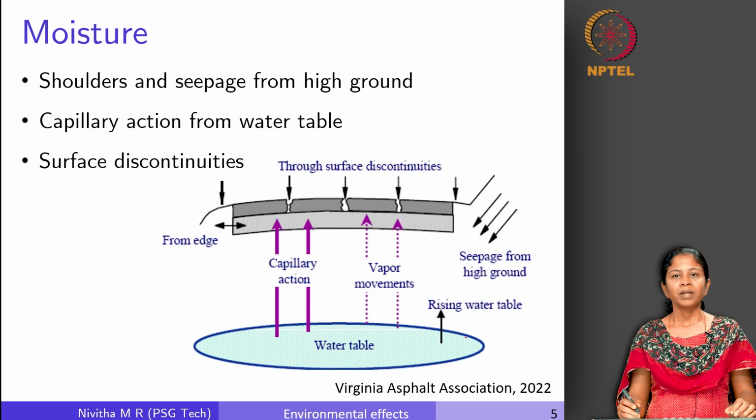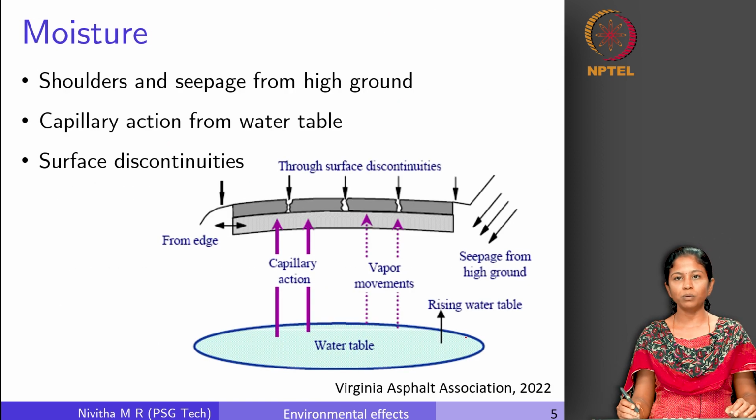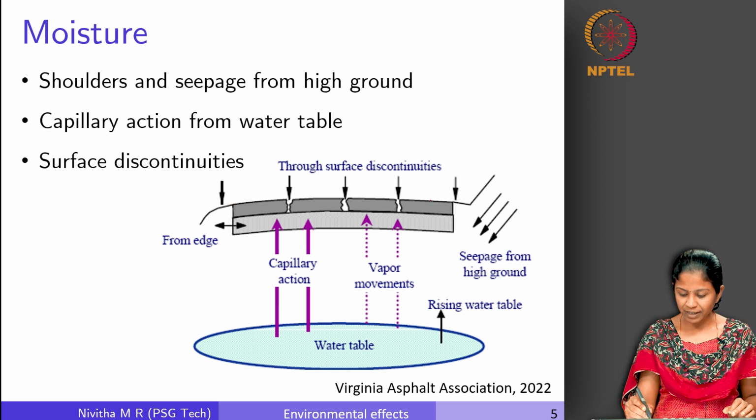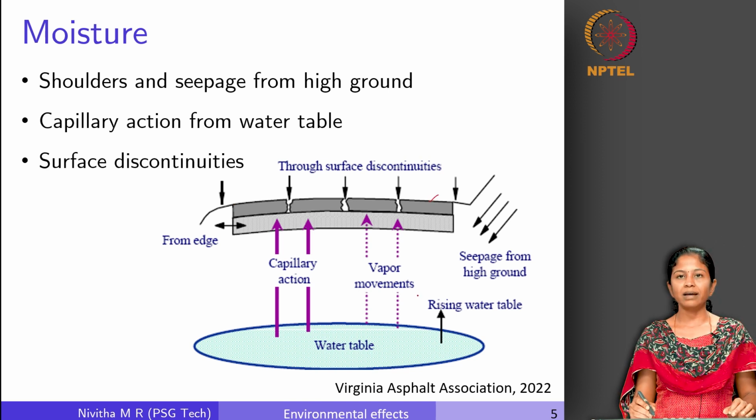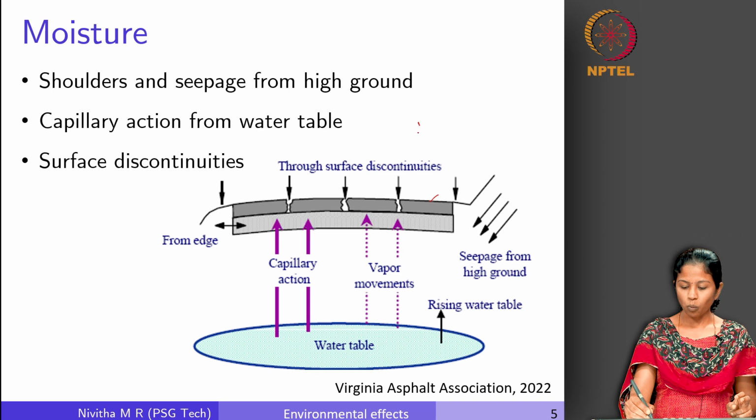This is moisture. We can now see how moisture influences the pavement system. What are the sources of moisture in a given pavement? Now, this is our pavement system, we can see here, right. There are two sources of water. One is from precipitation.